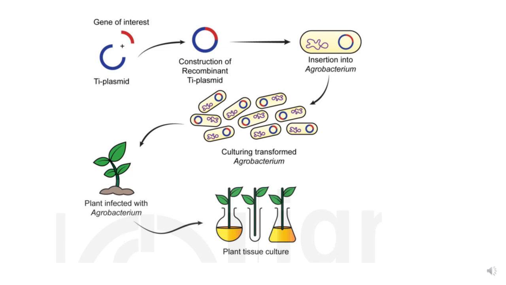So we have a Ti plasmid and we have a gene of interest. These are ligated together to form a recombinant Ti plasmid, which is your genetically engineered Ti plasmid. This is inserted in Agrobacterium, and then this Agrobacterium is co-cultivated with the host plant, and then by the natural mechanism the tDNA gets transferred. The tDNA with our gene of interest gets transferred to the plant, and the plant is transgenic.